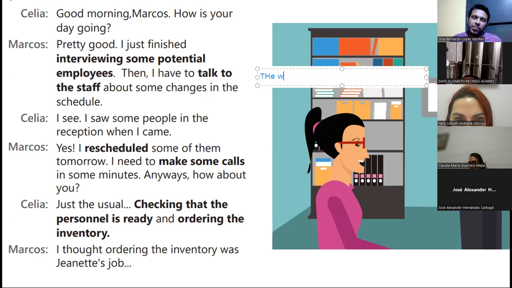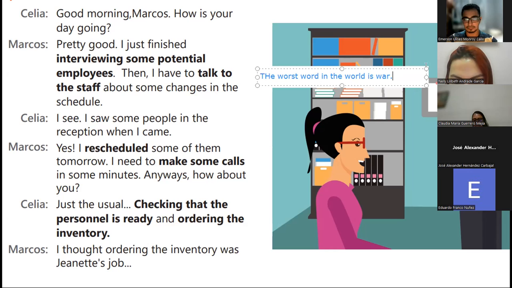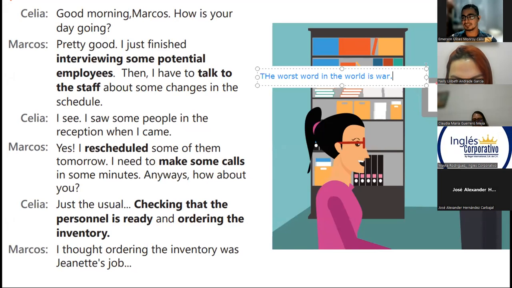The worst word in the world is war, okay? The worst word in the world is war, okay? The worst word in the world is war. Yes. War. Uh-huh. Whoa, whoa, whoa, whoa, whoa, right? Uh-huh. The worst word in the world is war. A ver, Emerson. The worst word in the world is war.